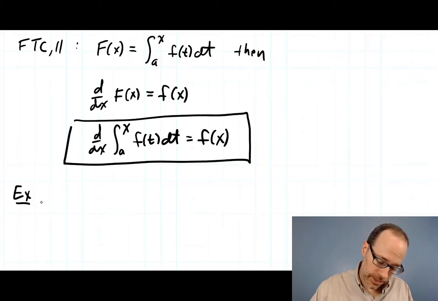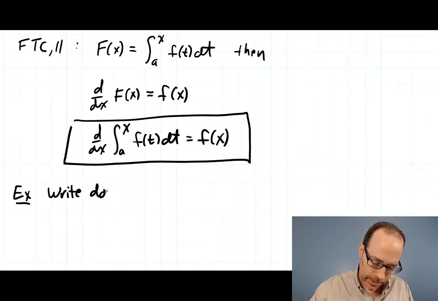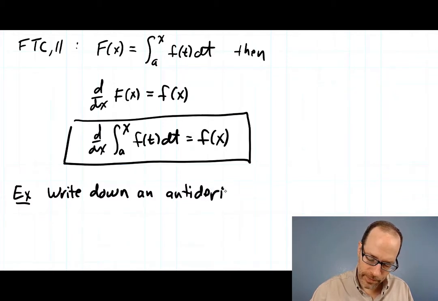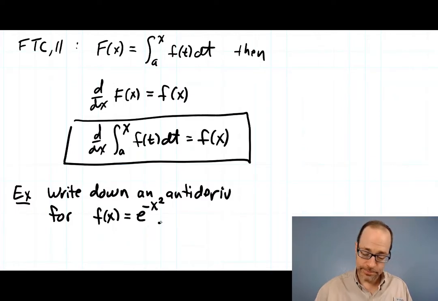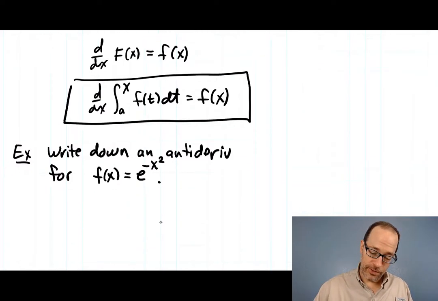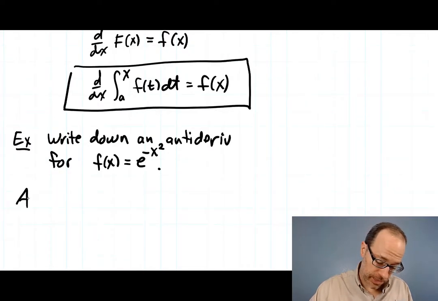So here's an example. Write down an antiderivative for the function f of x equals e to the minus x squared. All right? Well, with the fundamental theorem of calculus, it's pretty easy.